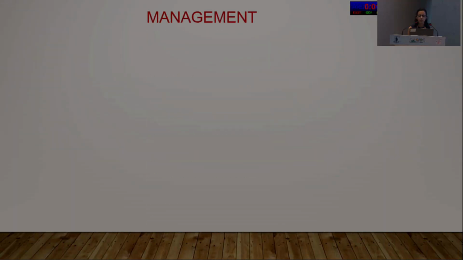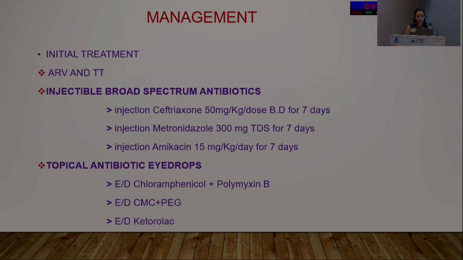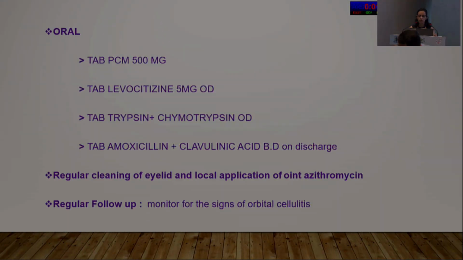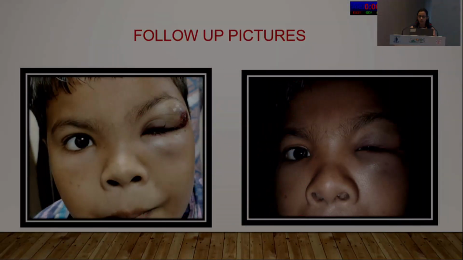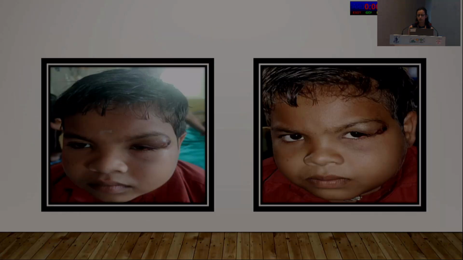For this, management was done. Initial treatment was anti-rabies vaccine and tetanus toxoid, and then the patient was admitted to the hospital and treated with injectable broad-spectrum antibiotics for 7 days, and topical eye drops were given. Then oral medications were given. The wound was regularly cleaned and lid hygiene was done. Regular follow-up was done to monitor for signs of orbital cellulitis. These are the follow-up pictures of the patient during the hospital admission.